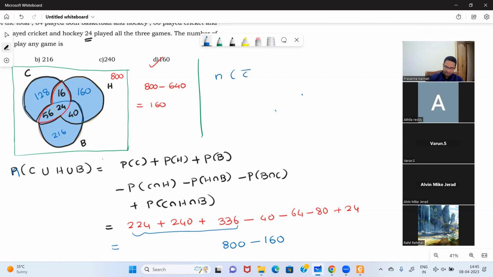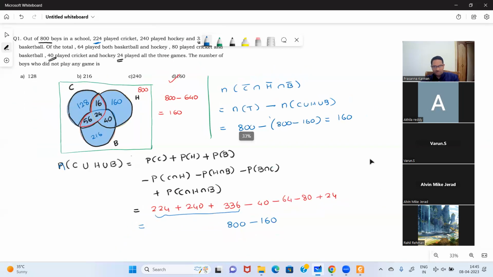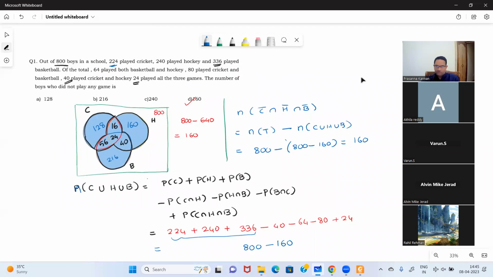People who don't play any game, not cricket, not hockey, not basketball, will be the total number of people minus people who play at least one of the games. So how many people are there totally? 800. Minus 800 minus 160. So what do we get as the answer? 160. Yes, this might be faster. Whichever method is comfortable for you, you may adopt.